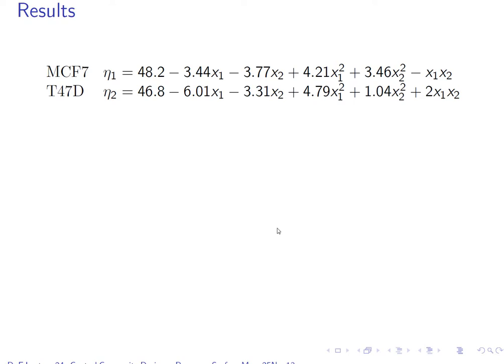So if you take the data that's in the paper and you use RSM to fit the models for each of the cell lines, these are the second order models that you get. So here's the intercept. These are the coefficients for time and for concentration, the purely quadratic terms and the single interaction term for the cell line MCF7 and for cell line T47D.